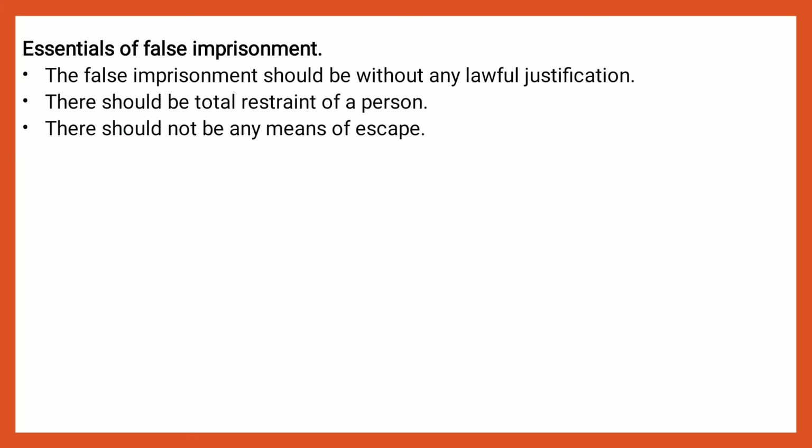Self-help: a person under illegal detention is authorized to use reasonable force to escape from it. Habeas corpus: under Article 32 and Article 226 of the Constitution, the Supreme Court as well as the High Court are given the power to issue the writ known as habeas corpus. By this writ, the person detaining is required to produce the detained person before the court and justify the detention. Action for damages: the plaintiff, after his release from the false imprisonment, can sue the defendant for damages.